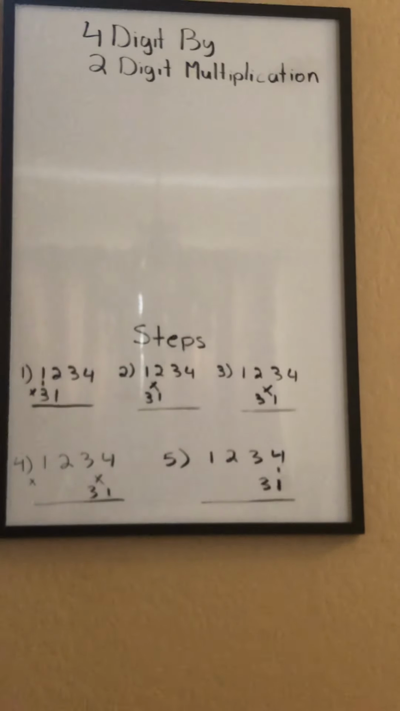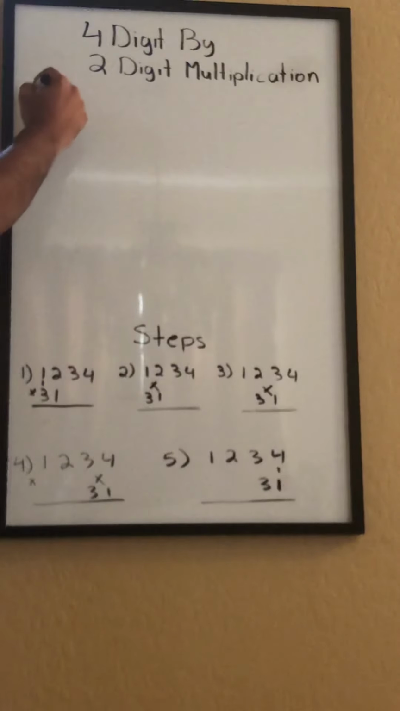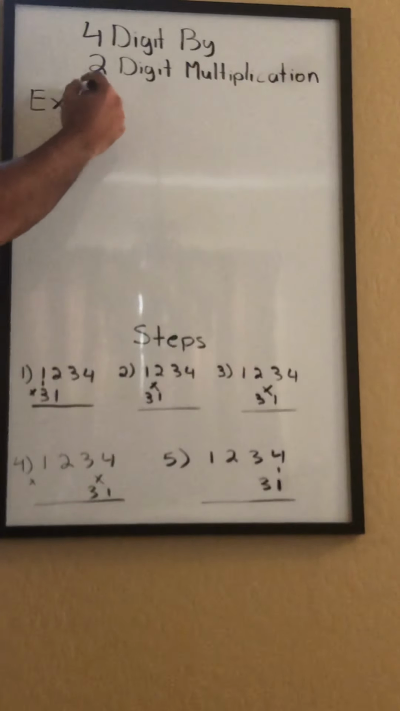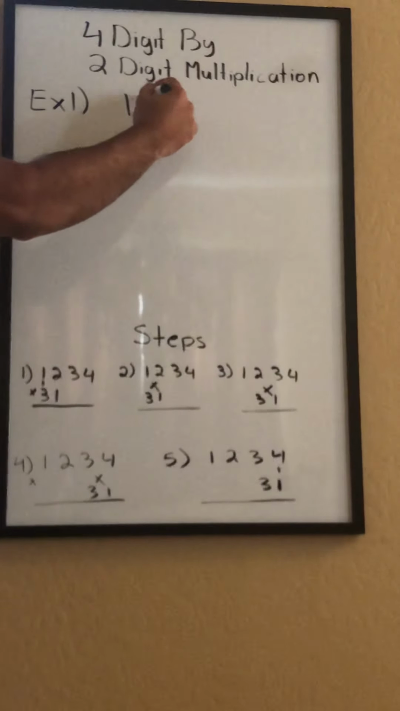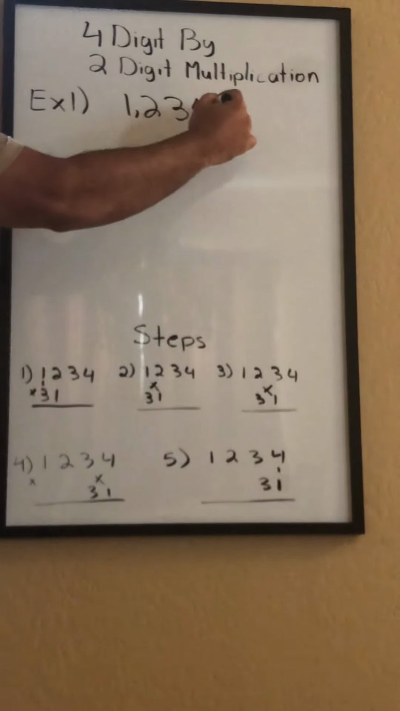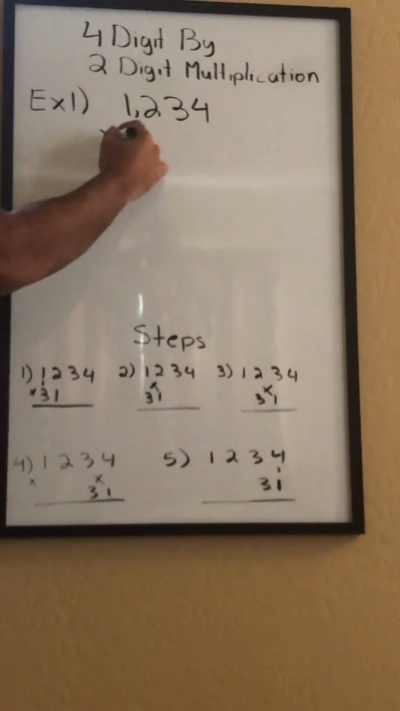Hello everybody. This short video is going to be on multiplying a 4-digit number by a 2-digit number. And I have the steps listed out here. We're just going to do 3 examples, okay? So, start off with this example. I'm going to say 1,234 multiplied by 31.